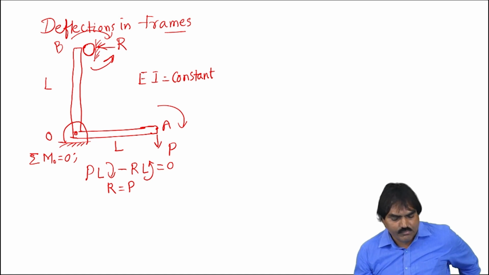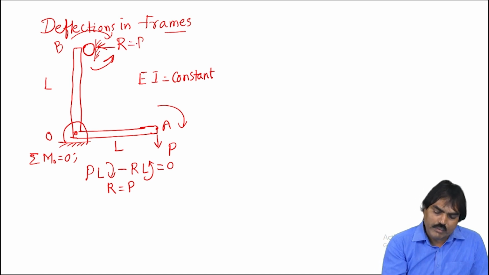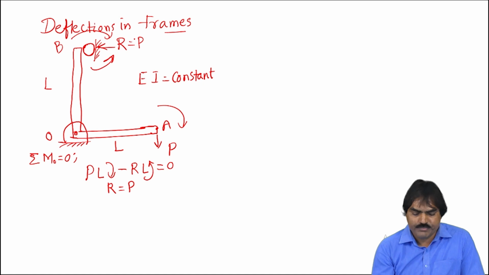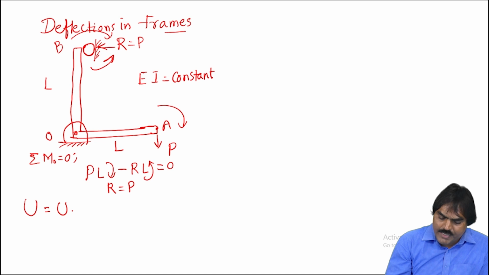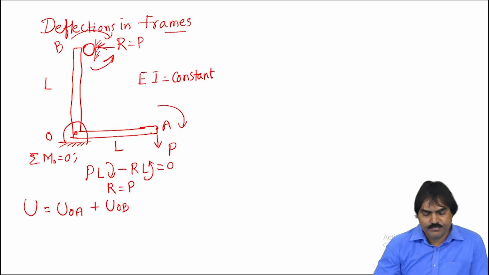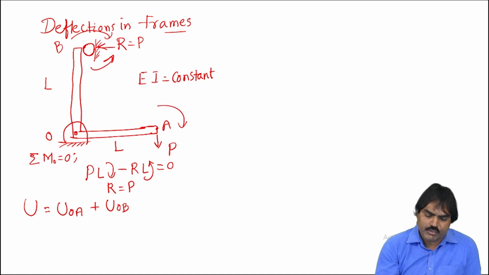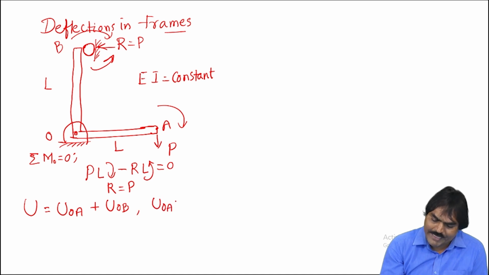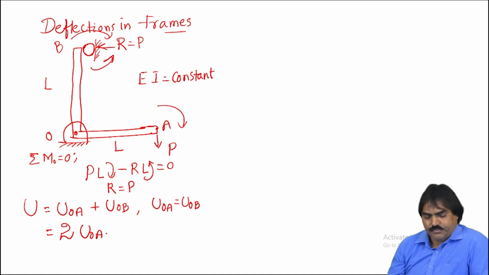So this is also equal to P. See, the length is same, EI is constant. Therefore, the total energy U is equal to energy in the portion OA plus energy in the portion OB. Since the loads, geometry and material are same, the energy in the portion OA will be equal to energy in the portion OB. This I can write as 2 times energy in the portion OA.